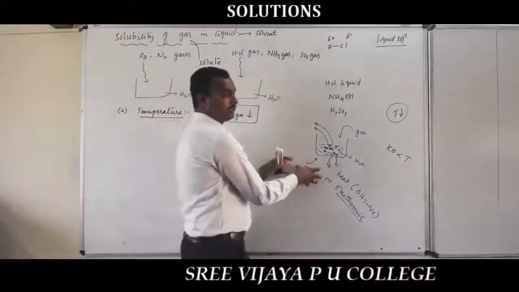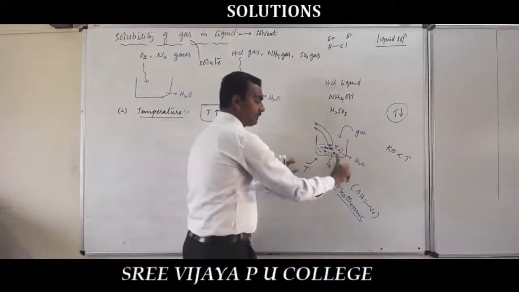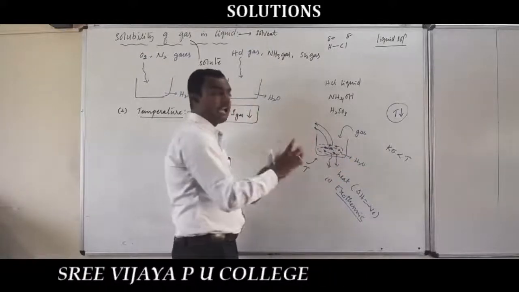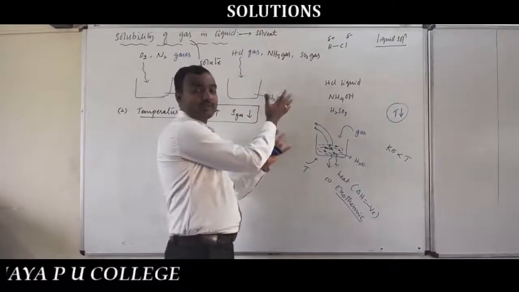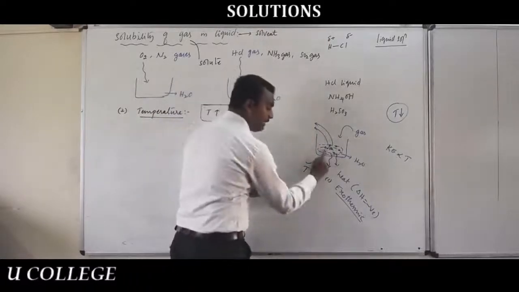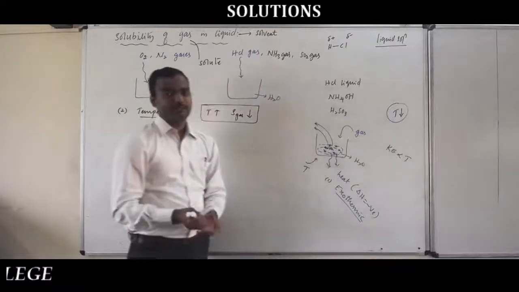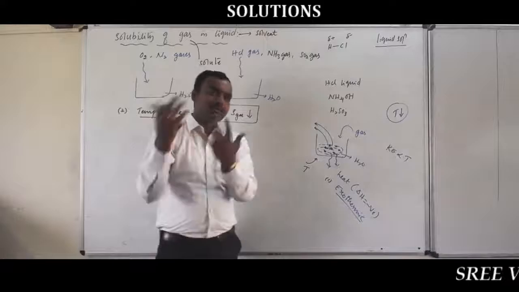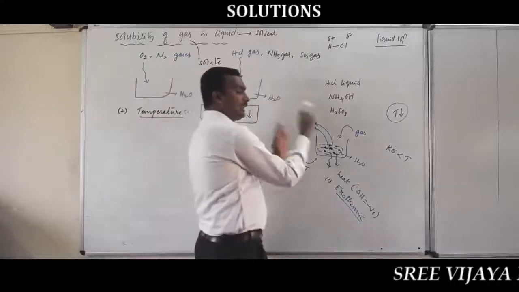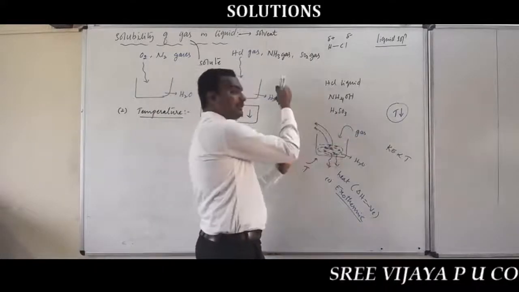As the temperature increases, the kinetic energy of the gas molecules inside the solution increases, and they start to move apart from each other and come out of the solution by overcoming the force of attraction between them. Then the force of attraction between them decreases, and automatically they come out. So if the soluble gas is coming out, what does it mean?